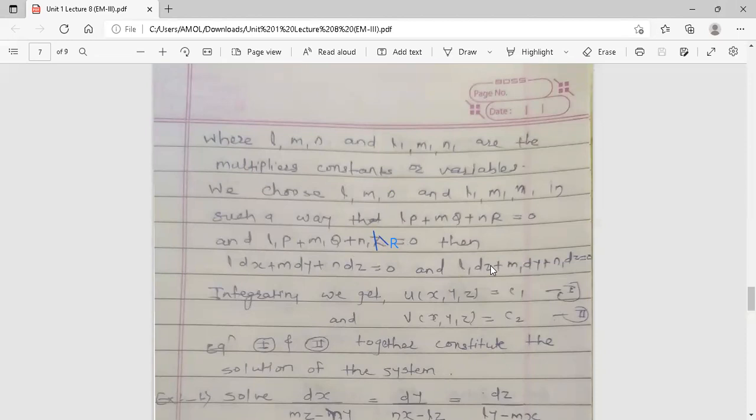Again, there is one correction, the term is here, x.